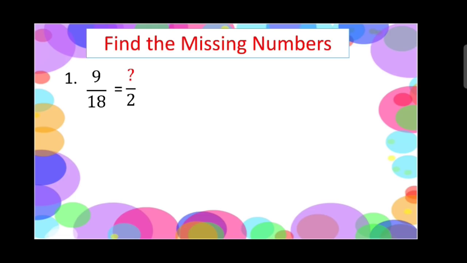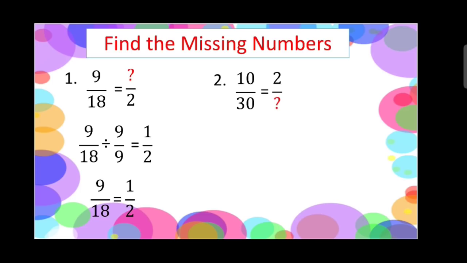Okay, very good, sa 9, di ba? So, magdi-divide rin po tayo sa numerator. So, 9 over 18 divided by 9 over 9. So, 9 divided by 9 is equal to 1. Then, 18 divided by 9 is equal to 2. The equivalent fraction of 9 over 18 is 1 half. So, therefore, 9 over 18 is equal to 1 half.